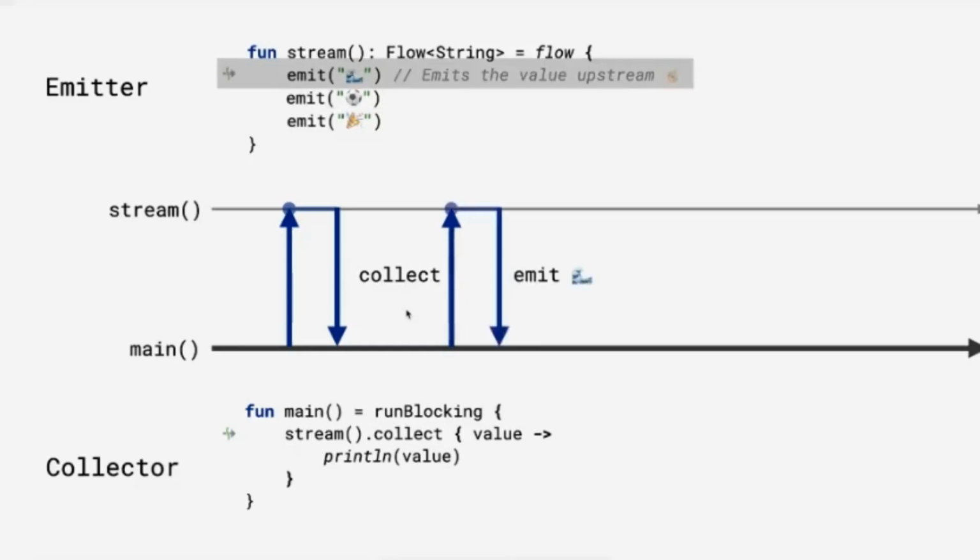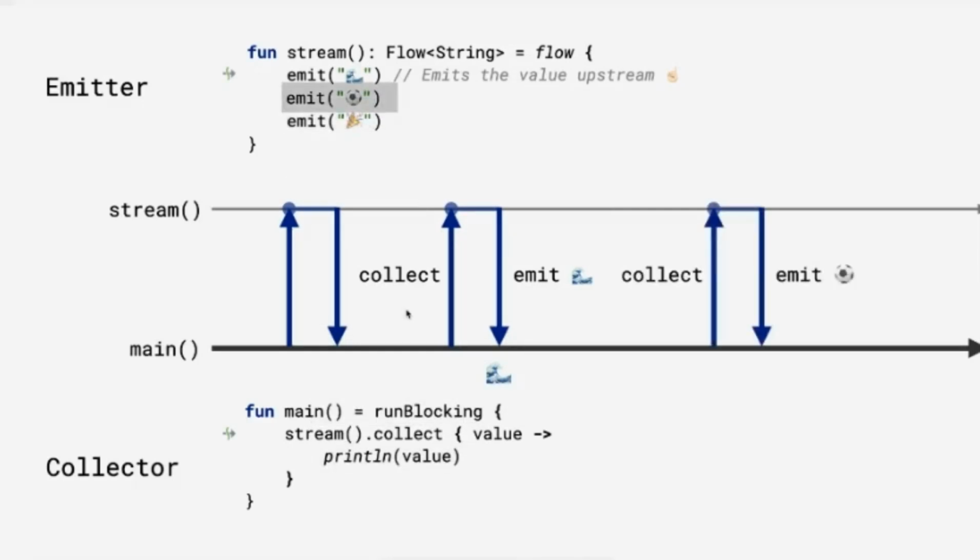It will start with the first emit. Emit is a function which allows you to tell the collector, okay, here's the first value, take it. In this case, it will emit the first value over here. And this will go on sequentially, and the collector receives it and prints that value.